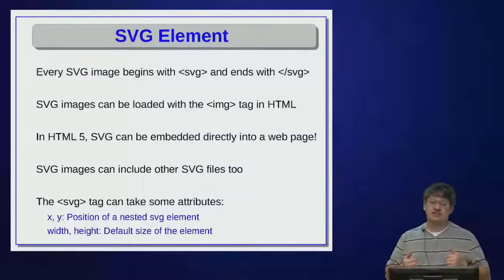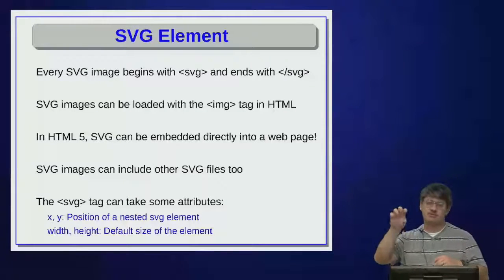Another way that I can do this is if I already have an SVG image, I can pull in another SVG image as part of it. We already talked about that. If I have a barn image, it can use a horse image inside. It'll treat the horse like a shape, just like a rectangle or a circle, and I can position the horse where I want it.